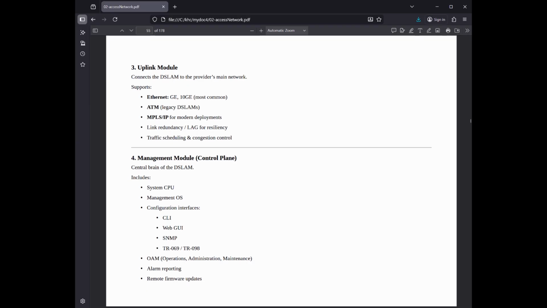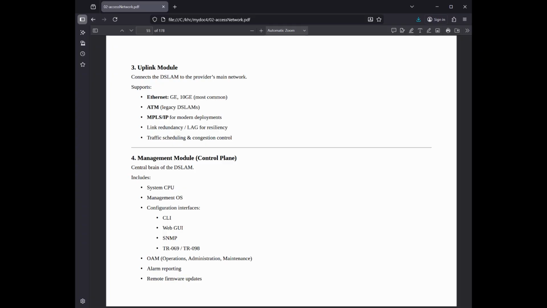4. Management module, the brain. The management module acts as the control plane for the entire system. Configuration: it allows engineers to remotely configure port speeds, update firmware, and provision new customers via protocols like SNMP or CLI. Monitoring: it tracks line health, signal-to-noise ratios, SNR, and error rates for every individual subscriber. Authentication: it often works with the uplink card to handle DHCP option 82 or PPPoE tagging, which helps the ISP identify which physical port a customer is connecting from for billing and security.